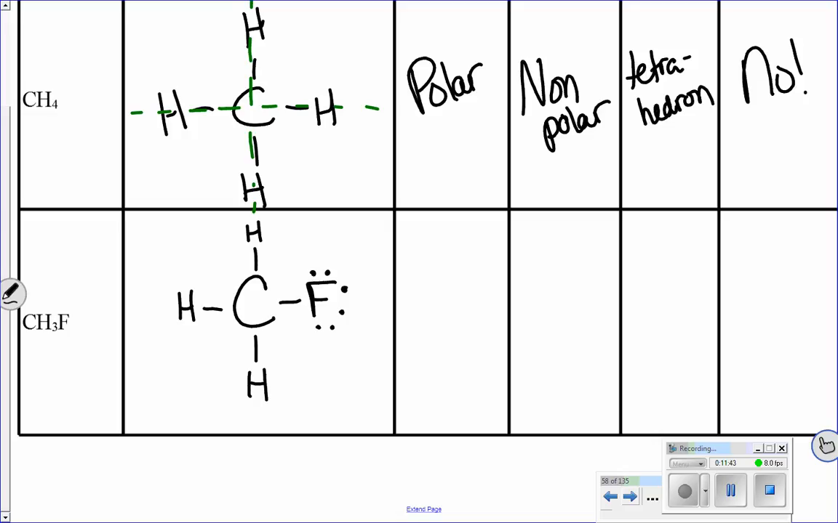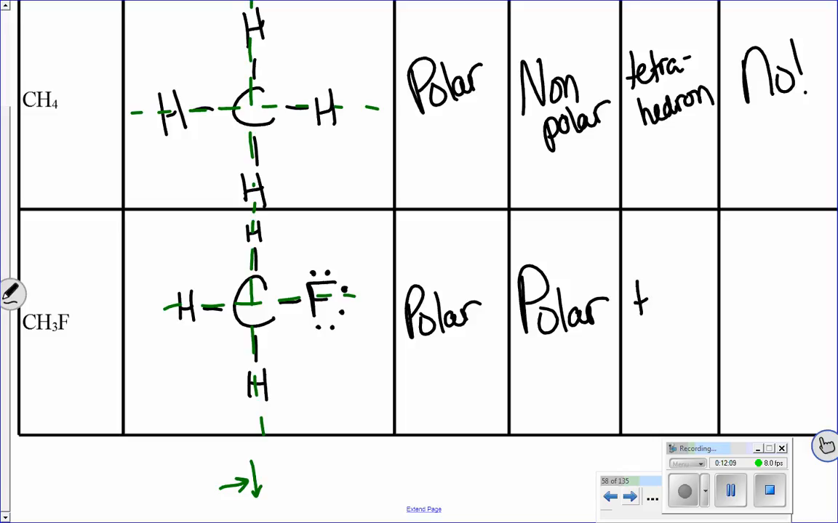Now when I look at my bond polarity, this is still a polar bond, this is still a polar bond. So that did not change at all. My bonds are between different things. I still have polar bonds. However, when I do my chop-chop, this guy is not symmetric that way. It's only symmetric this way. So this then again becomes a polar molecule. The tetrahedron shape is here.